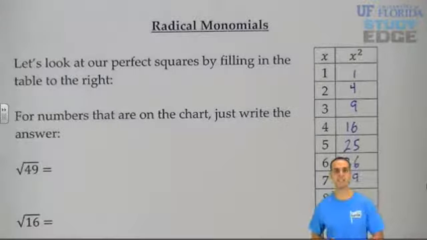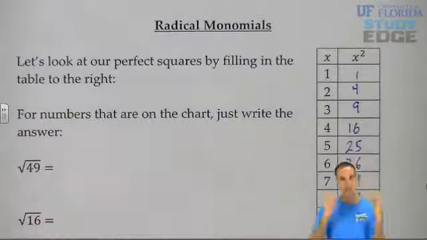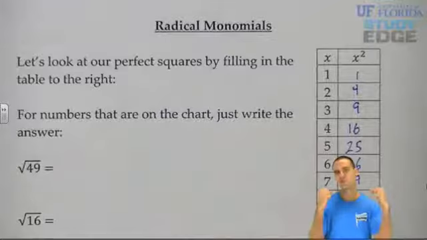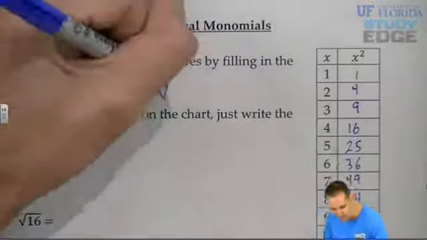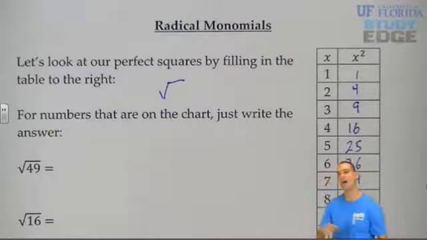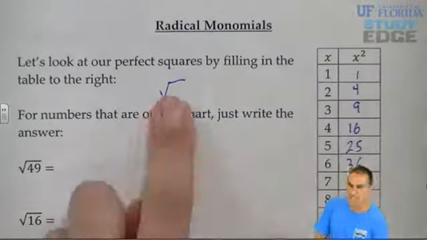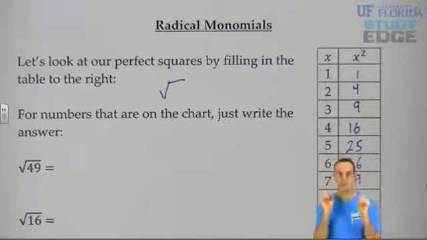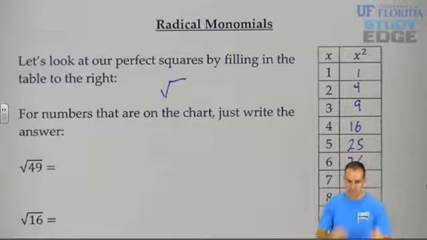So here's the idea. For numbers that are in the chart, you just write the answer. Basically, you see this little symbol here, this radical dude is called a square root. When you see these lines together, think of two numbers that must be the same, and when I multiply them together, they have to equal what's inside of there. That is what a square root does. Again, I must think of two numbers, if it's a number, and when I multiply them together, they have to equal what's inside of there.